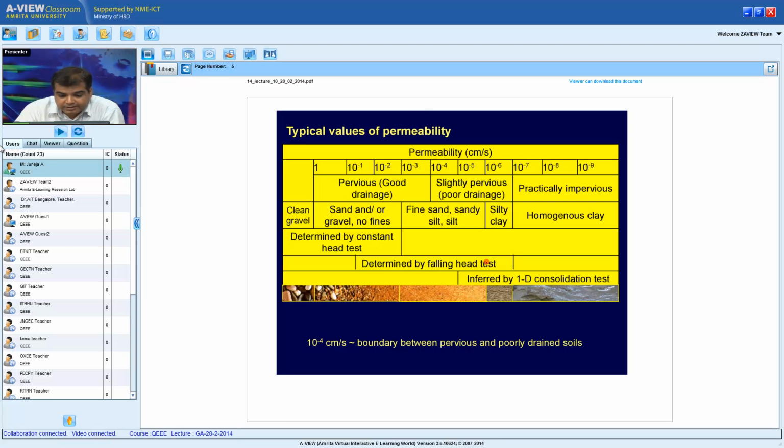Let me go to the next slide, please. Over here we have another value, which is a number you can take as a tablet. It's 10 to the minus 4 centimeter per second, the boundary between pervious and poorly drained soil. So pervious is coarse grained, and poorly drained is somewhere over here.